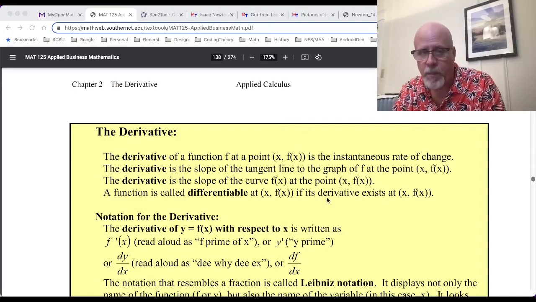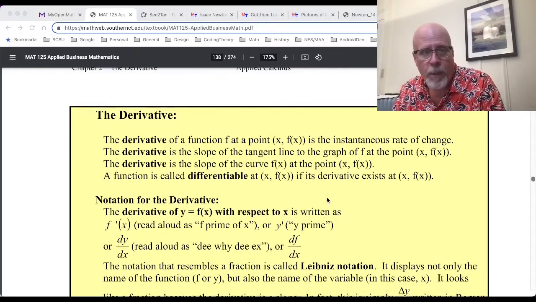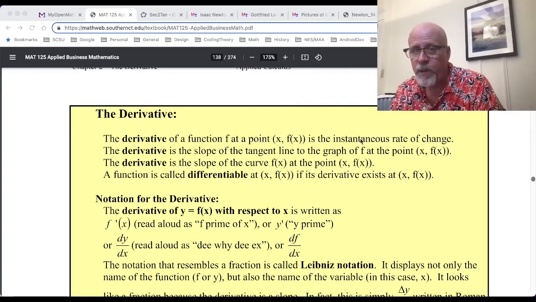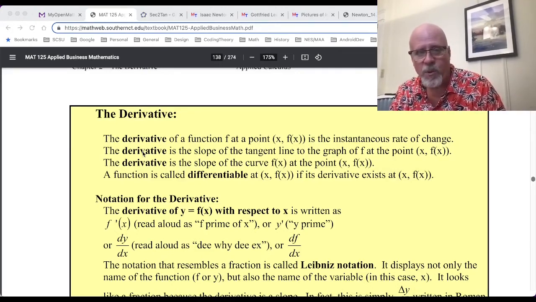You may want to come back to this big yellow box and look through things a couple of times to make sure you understand it. So the first thing they have in here is 3 different ways to talk about the derivative. The derivative is the operation that we've been just talking about. So the first one: the derivative of a function f at a point x comma f of x is the instantaneous rate of change. I personally would be happier if they'd said it is the instantaneous rate of change of f at x, but that's fine. It's also true to say the derivative is the slope of the tangent line to the graph of f at the point x comma f of x.